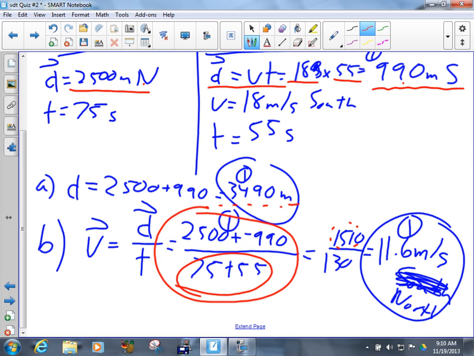And then the 5th and final mark is that this is 11.6 meters per second north. They must have the north to get the mark for the answer. If they do not have the north, the answer is wrong because it is a vector quantity and must have a vector. Everybody with me there? How important is it to know which ones are scalar and which ones are vector? It is crucial. Absolutely crucial.